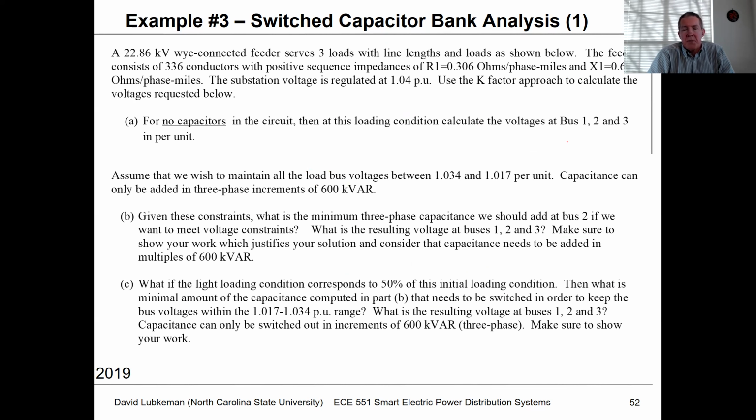So you have some design constraints in here: you can add these capacitors in increments of 600 kvar. You want to keep all your voltages between 1.034 and 1.017 per unit. And basically what I'm trying to figure out is, if I'm under heavy load conditions, how much capacitance would I have to have? If under light load conditions, which is 50% of my peak, then how much capacitance would I need to take out? In other words, how much of that capacitance would have to be switched?